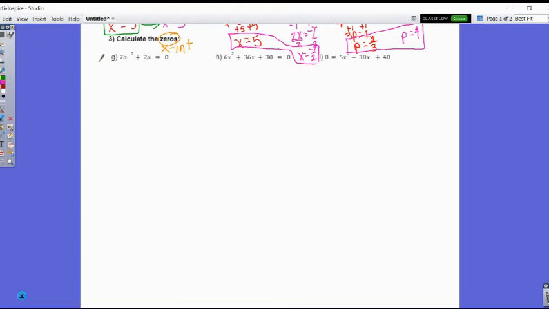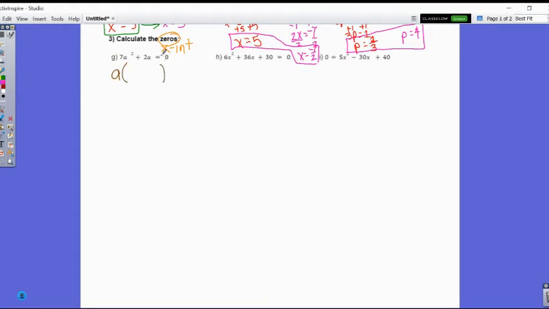So example G, 7a squared plus 2a equals 0. So I'm going to try to factor. My first question when factoring is always, do I have a greatest common factor? I do. Both of these terms have an a. Let's pull that out, see what's left behind.